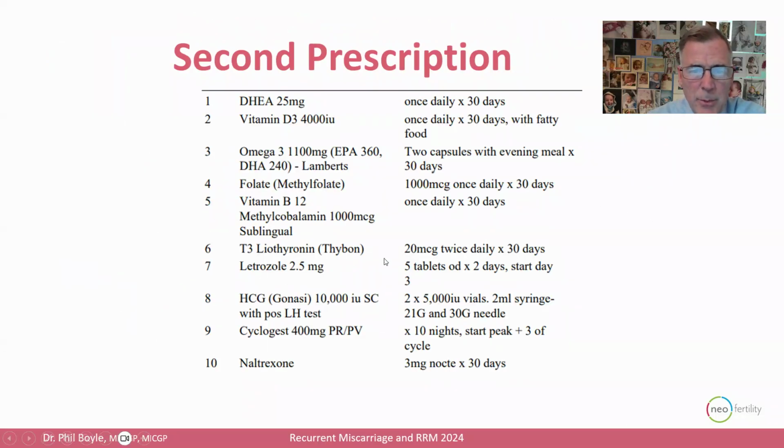Her second prescription, some of these things were the T3, which is a clinical judgment call, but I went for follicular stimulation with letrozole, 5 tablets day 3 and day 4. I gave her a trigger HCG because while I'm improving her follicle function, I can interfere with her ability to rupture, and I gave an HCG trigger for that.